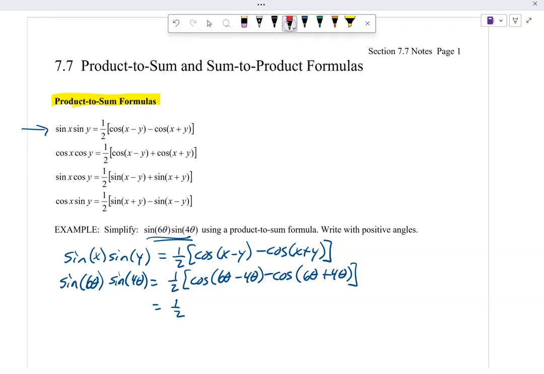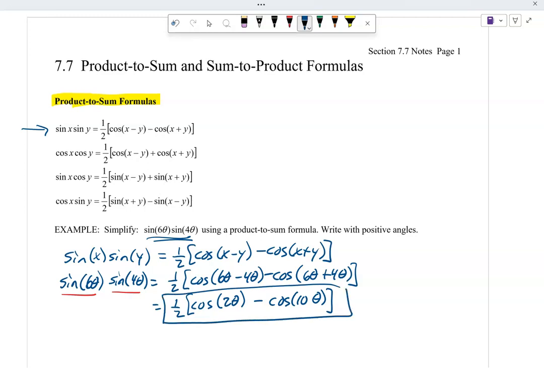And again, notice if I didn't put the sine of 6 theta first, and had the sine of 4 theta first, I would have had 4 theta minus 6 theta, which would have been cosine of negative 2 theta. Make sure you list that larger one first and make life easier for you. And there we are, all done. We just wrote a product as a sum. So we have a half cosine 2 theta minus a half cosine 10 theta.